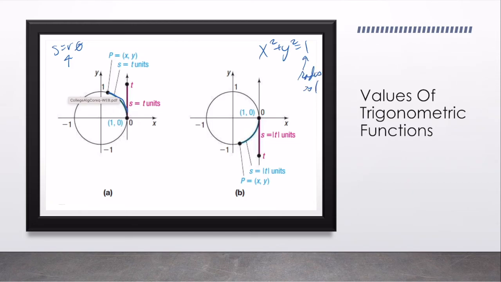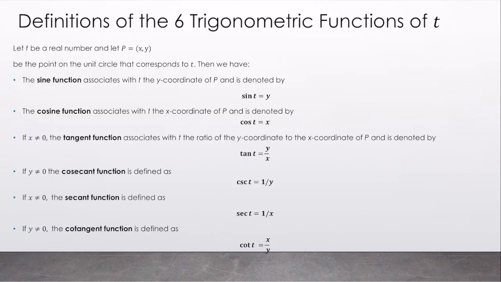Let's let t be a line whose length is s units, and that way when we wrap it around our circle, they have the same length. Notice that the length is always going to be positive, but t can take on negative values as well. Let's go ahead and define our trigonometric functions.